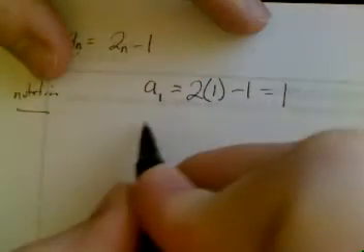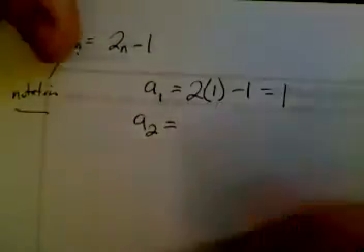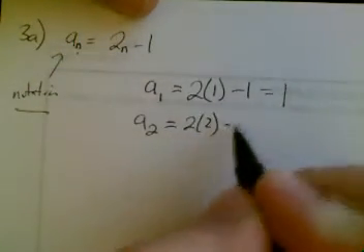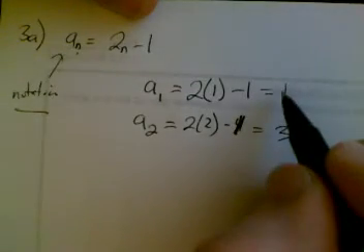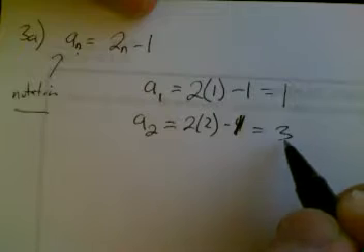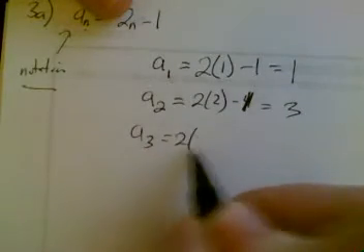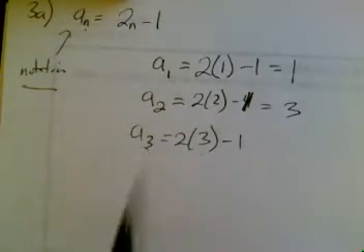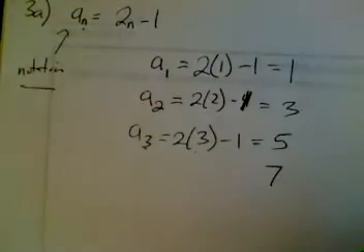What's my second term? A sub 2 is going to be my second term. It's when I plug 2 in for n. That's 2 times 2, which is 4, minus 1 is going to be a 3. So my first term is 1. My second term is 3. Let me go to the next one. A sub 3 is going to be 2 times 3 minus 1. Again, replacing my n with a 3 now. That's going to be 5. And the next one's going to be 7.